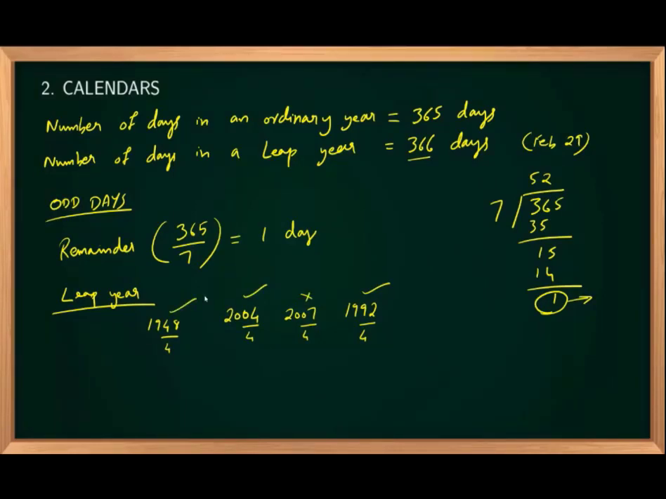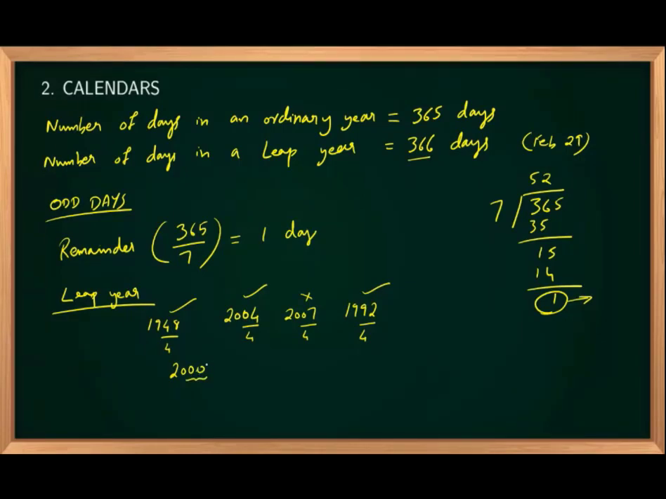So what we have learned now is that to find whether a year is a leap year or not, we just divide the last two digits to check whether it is a multiple of 4. If it is a multiple of 4, then it is a leap year. Otherwise, it is not a leap year. But there is a slight change for century years. Century years means the last two digits are zeros, suppose 2000.